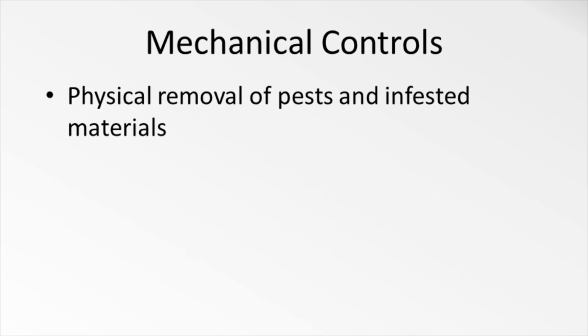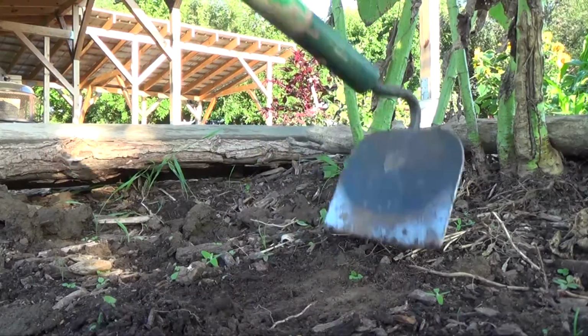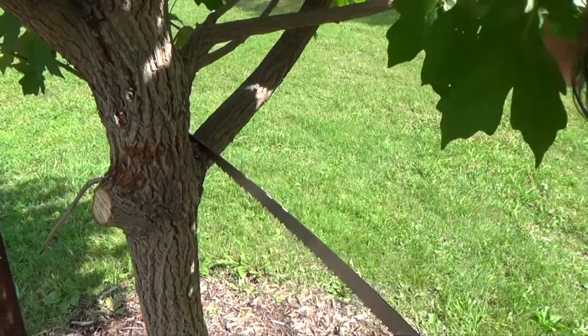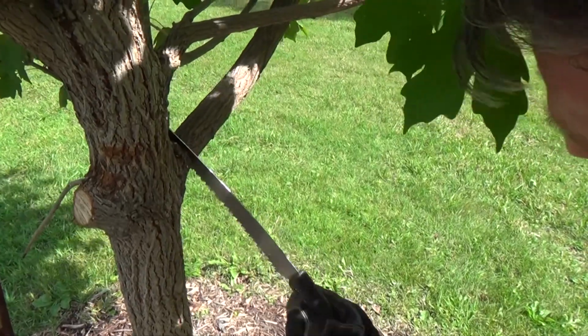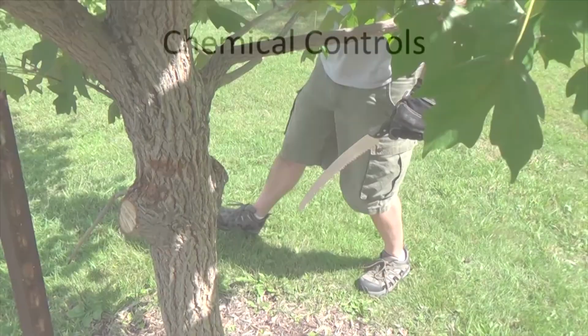Mechanical controls are the simple physical removal of pests and infested materials. Probably the mechanical method you are most familiar with is hoeing or cultivating the soil to root up weeds. You can also take it a step further and remove infested plant material by selectively pruning, or in severe instances, digging up and discarding entire plants.